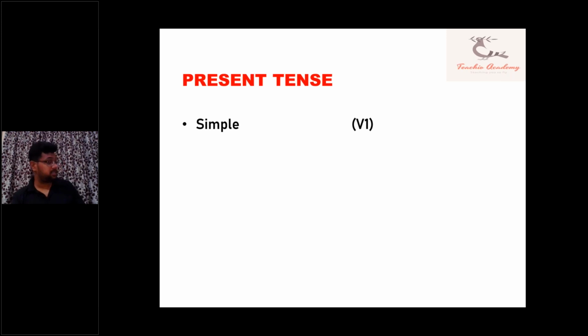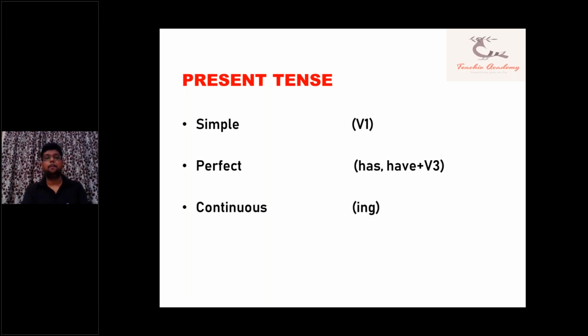We were at the present tense and we have discussed the simple present tense. We are discussing the present perfect tense. Whenever you see has, have, and the third form of the verb, that is the present perfect tense. For example, they have accomplished the task. Have accomplished. Have plus the third form of the verb.